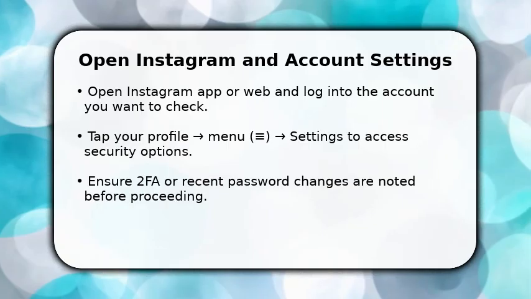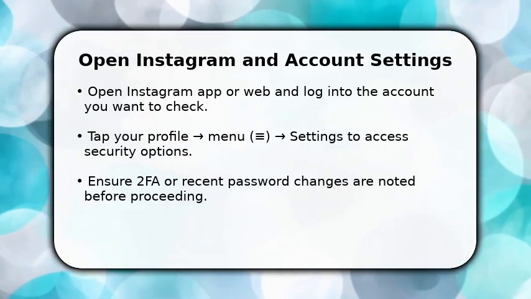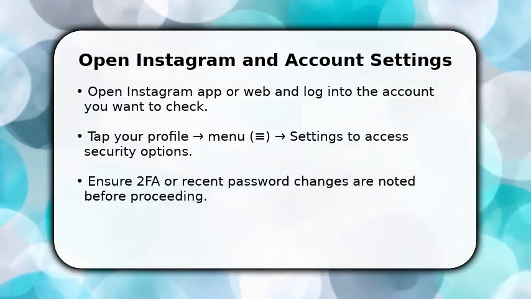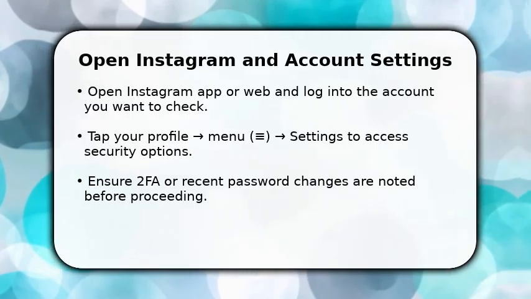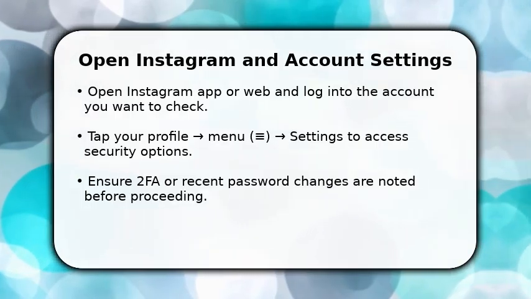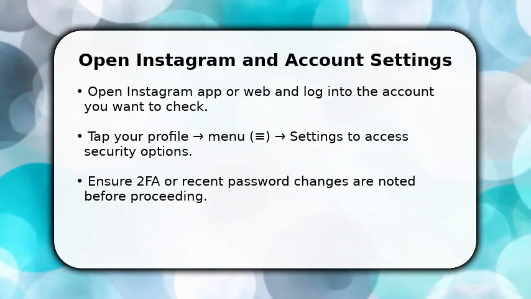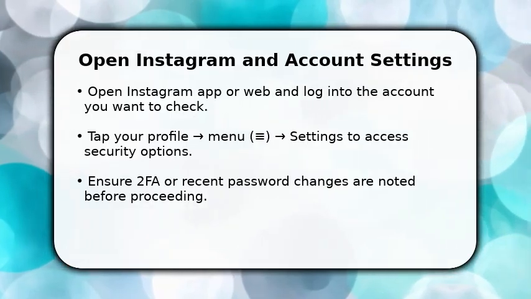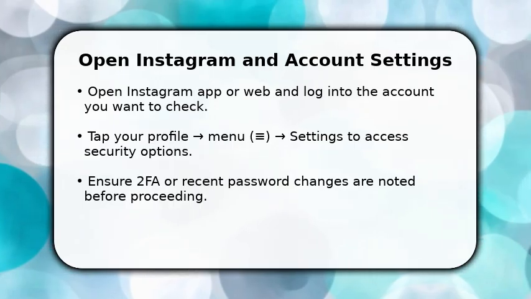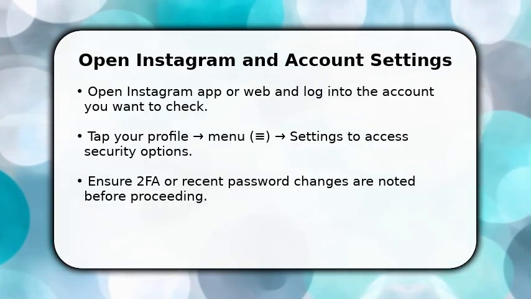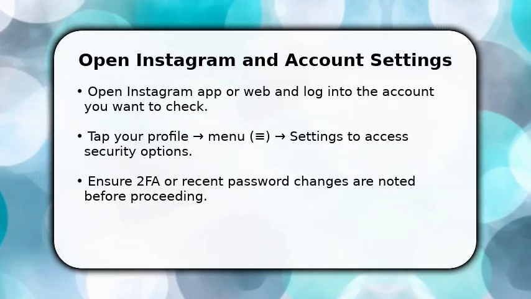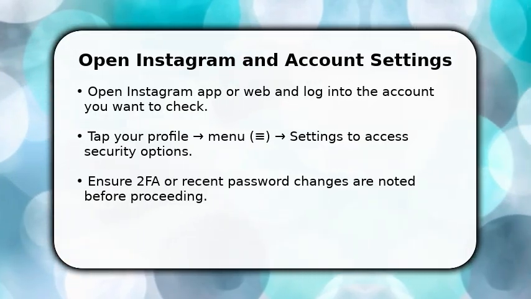You start by opening Instagram on your phone or desktop and signing into the account you intend to inspect. Once logged in, go to your profile, tap the menu icon, then choose Settings to reach Security Controls. This is where device activity lives. Make sure you remember any recent password or two-factor changes because Instagram highlights them and may group sessions.